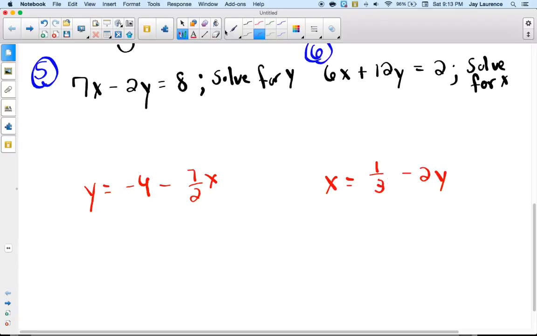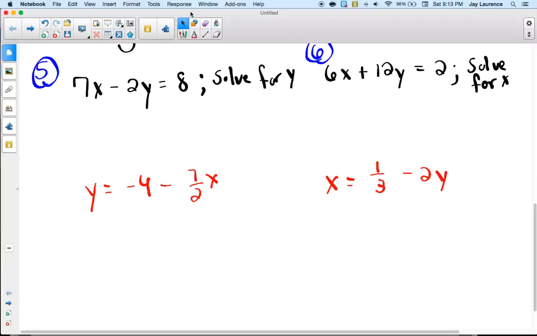If you want to come in for help, come see me. We can practice some of this. Obviously, this skill is essential in solving a problem by substitution.